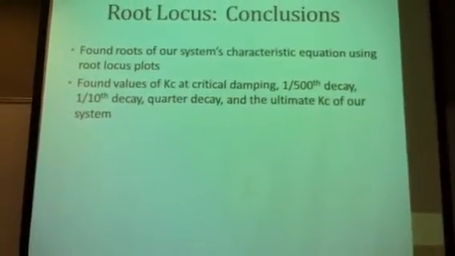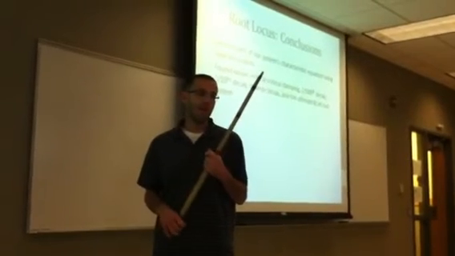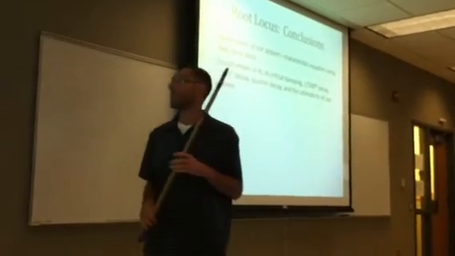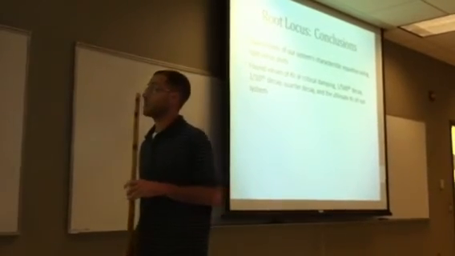So, in conclusion, we found the roots of our system's characteristic equation using root locus plots, and we found the Kc values at critical damping, 1/500 decay, 1/10 decay, a quarter decay, and ultimate Kc.